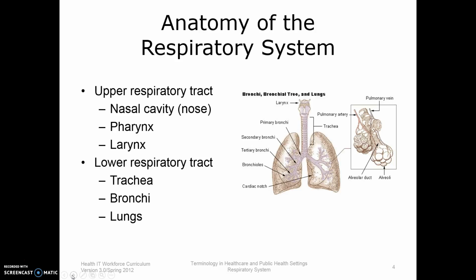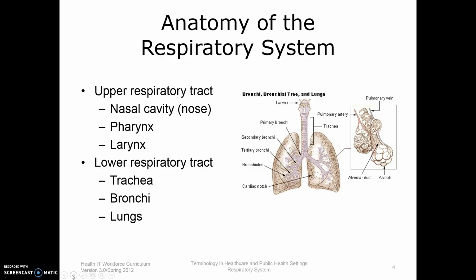The pharynx is a muscular tube approximately 5 inches long that extends from the base of the skull to the esophagus. It is divided into three main sections and is the passageway for both food and air. The epiglottis prevents food from entering the respiratory tract while swallowing. The larynx or voice box connects the pharynx with the trachea. It also contains the vocal cords.